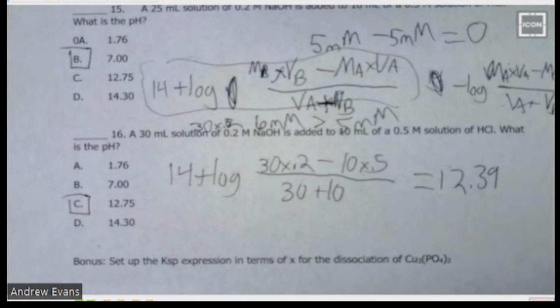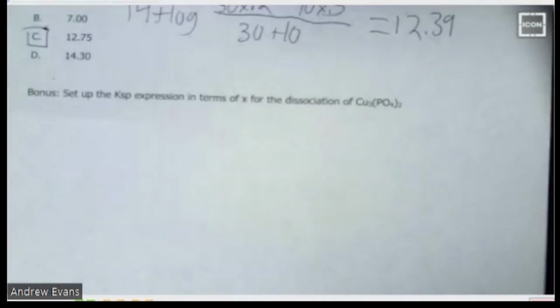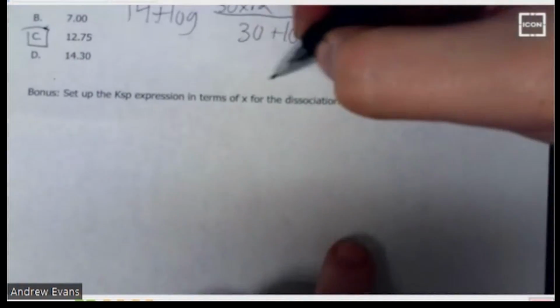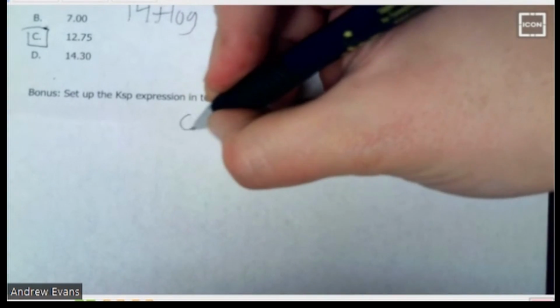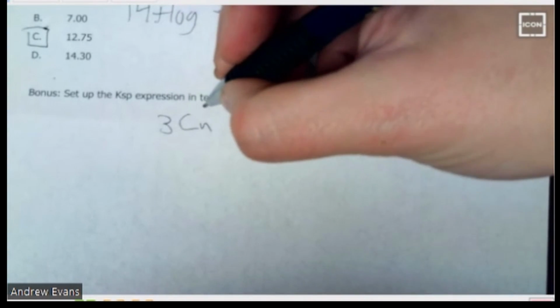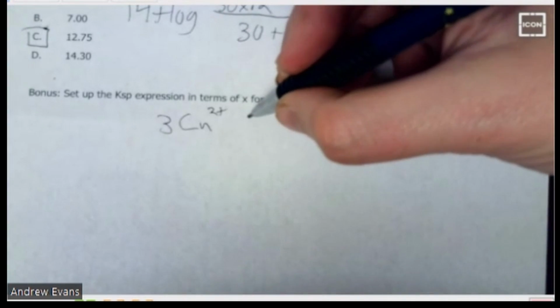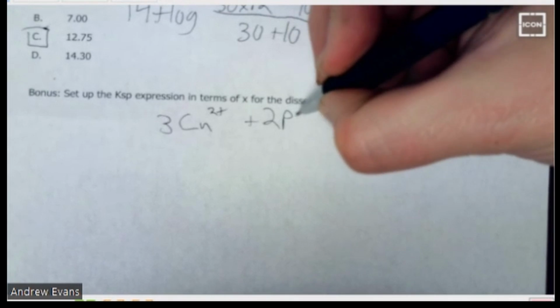So last one, set this guy up. This was a super challenge. I probably shouldn't have made it so super challenging. Sorry. So this would split up into 3 copper 2 pluses and 2 phosphate 3 minuses.